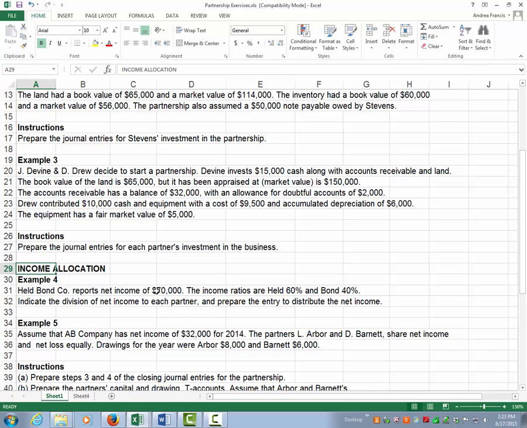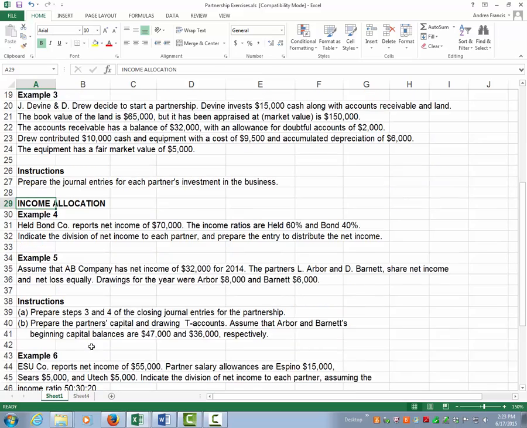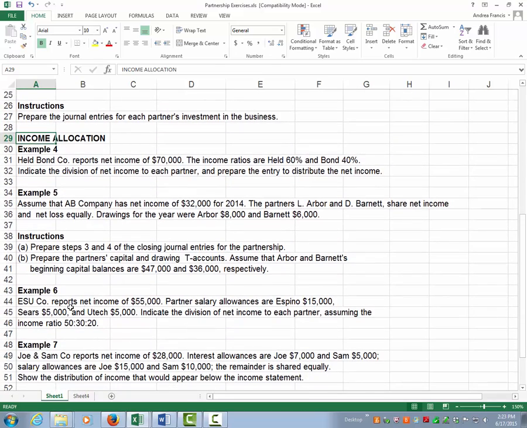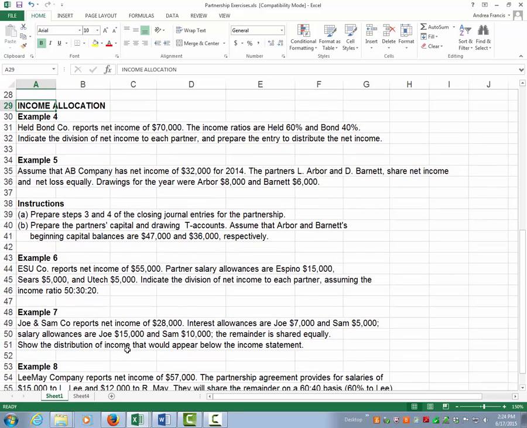It's possible that the partners could use a fixed ratio, like in this first question here, they use 60%, 40%, or they could just do 50-50, like in this question over here. They may also decide to do something like allocating salaries to some of the partners and then splitting the remainder. You can see in this question the remainder is split 50% to partner number 1, 30% to partner 2, and 20% to partner 3. And in addition to salaries, the partners may also receive interest on their capital balances.